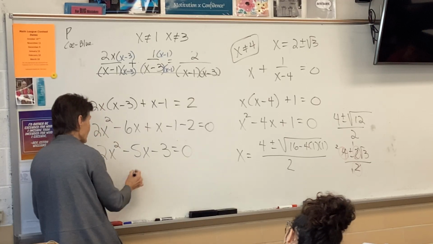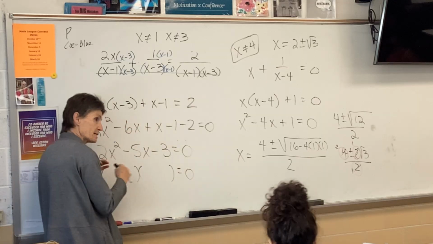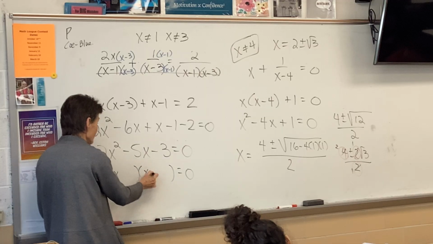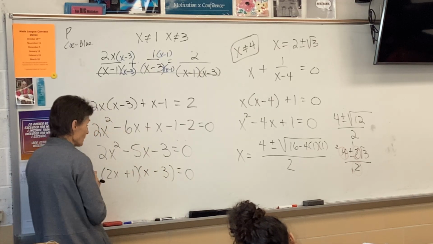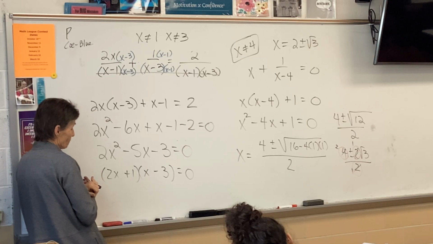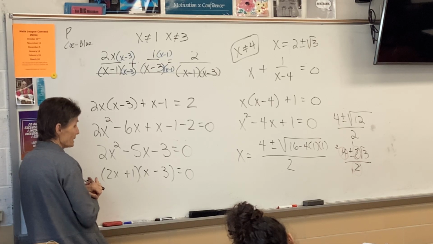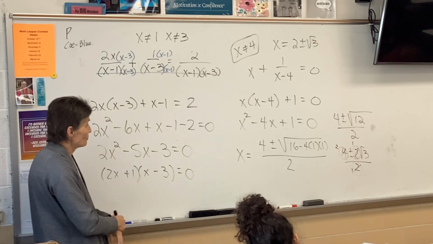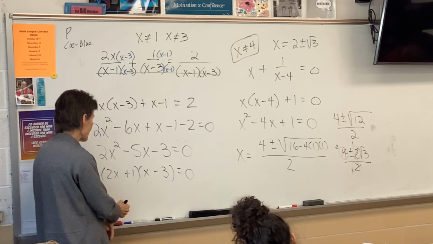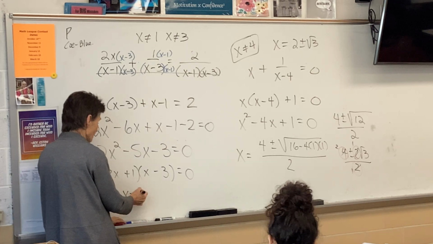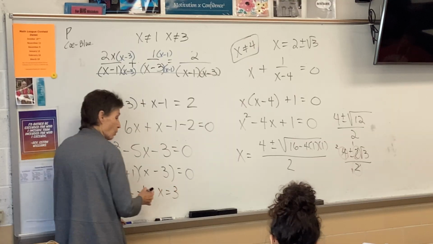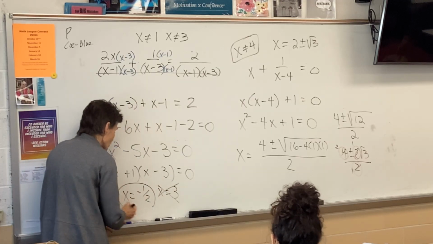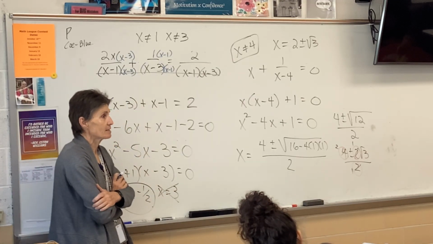This one does factor, but if you don't see that, you can do what we did over there, use the quadratic formula. But this one does factor. But again, if you struggle with factoring with a real coefficient, you can always use your quadratic formula. So what does x equal? X either equals negative 1/2 or 3. But wait a minute, it can't equal 3, so the only answer to the problem is negative 1/2. Mic drop.